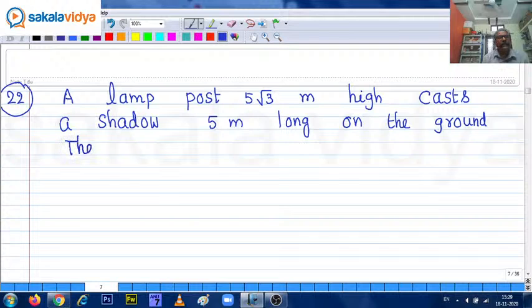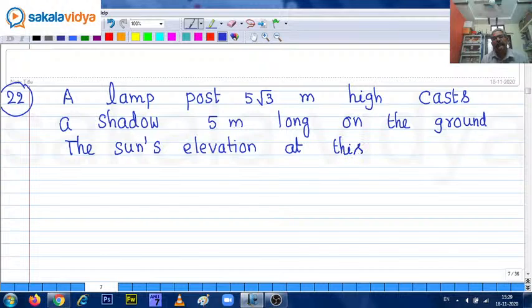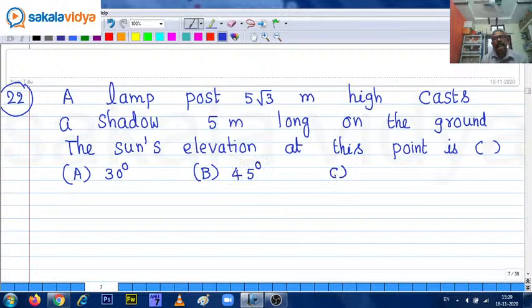The sun's elevation at this point is: A, 30 degrees; B, 45; C, 60; D, 90. Oh, 60. Very good, very good.